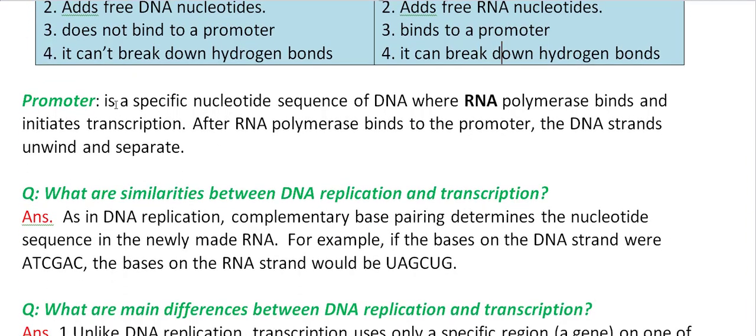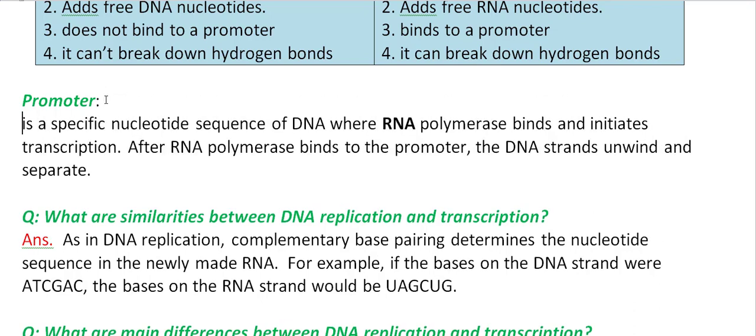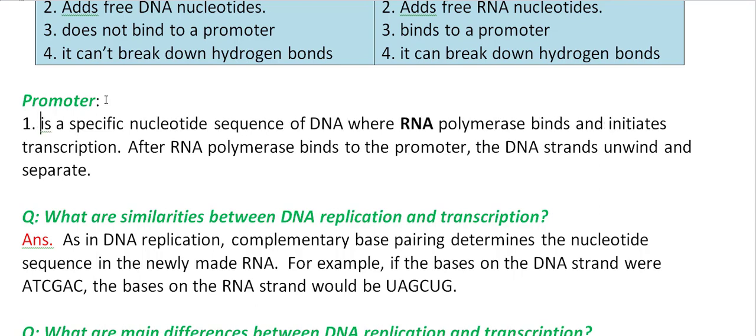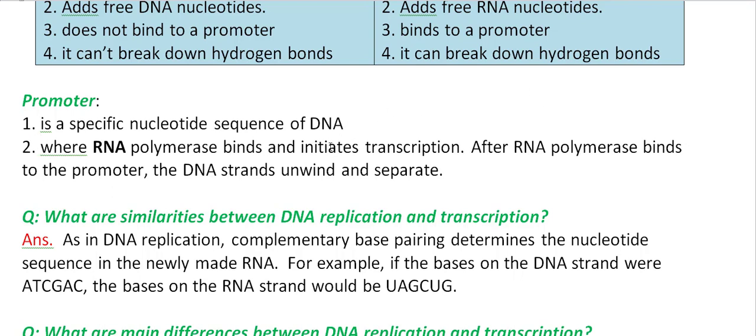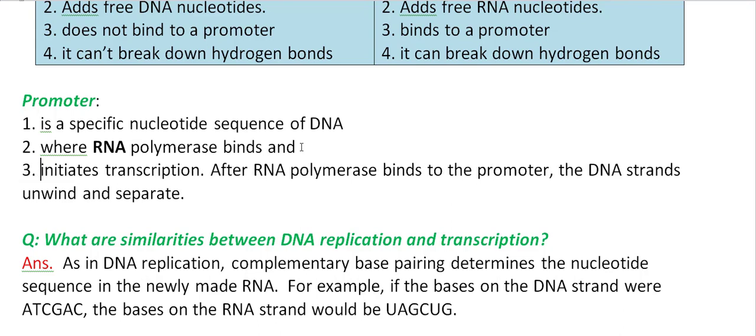What is the meaning of promoter? The promoter has four characteristics. You must know that the promoter is part of the DNA, not part of the RNA. It's a specific nucleotide sequence of the DNA. Second characteristic, it is where the RNA polymerase binds. Third characteristic, its function is to initiate transcription. After RNA polymerase binds to a promoter, the DNA strands unwind and separate. So the promoter is a specific sequence of a specific gene in a DNA. RNA polymerase is able to recognize the promoter. When the RNA polymerase binds to the promoter, the DNA strands unwind and separate by breaking down hydrogen bonds between the complementary bases of the specific gene.